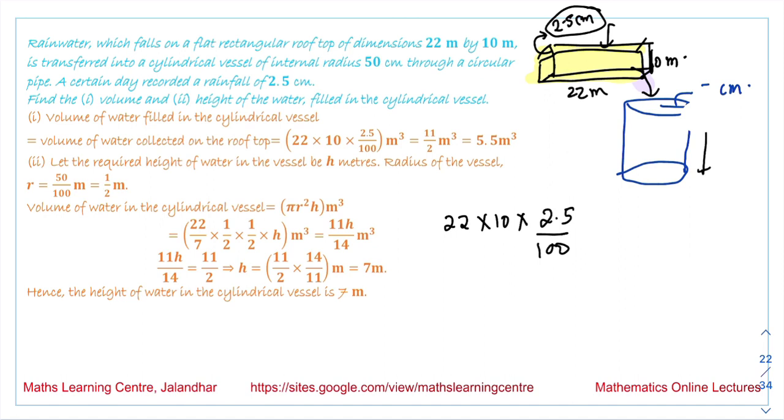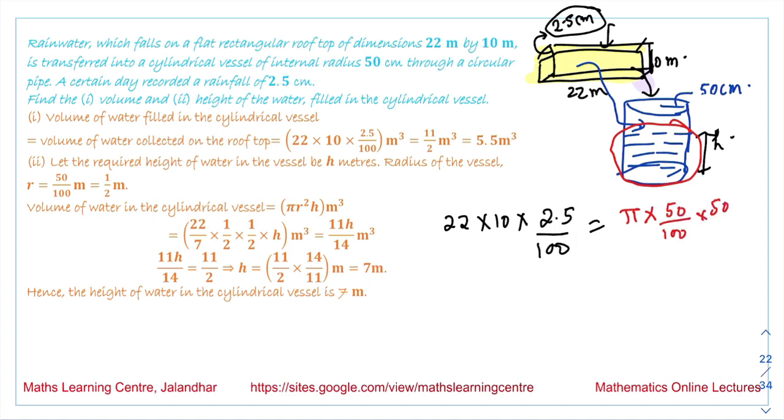Suppose the height is h. This is not the height of the cylinder, it is the height up to which the water is filled. Water is filled up to this height, and this much amount of water is shifted over here, and this h we have to calculate. So what will be the volume here? It is pi r square h, means 50 by 100 into 50 by 100 into h.